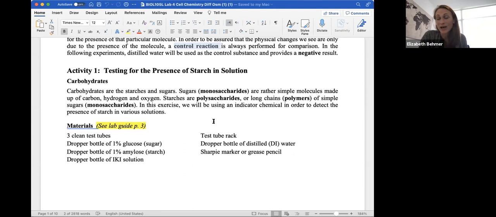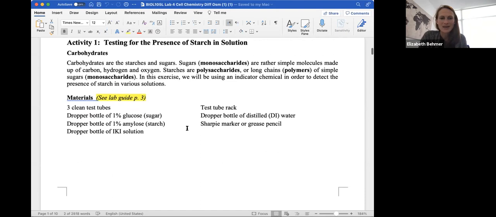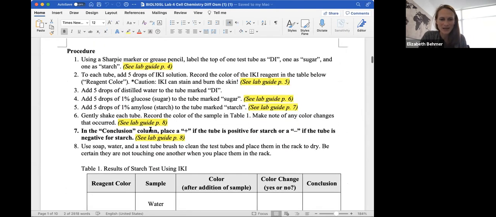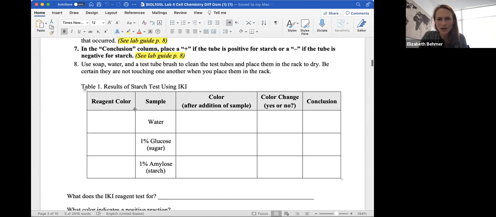Starch is carbohydrates, so we'll be detecting for sugars, and it gives you the materials, and then it'll show you pictures of using those materials. I'm going to kind of go through and then take you to table 1.